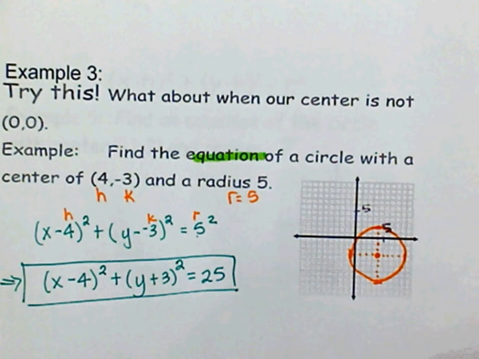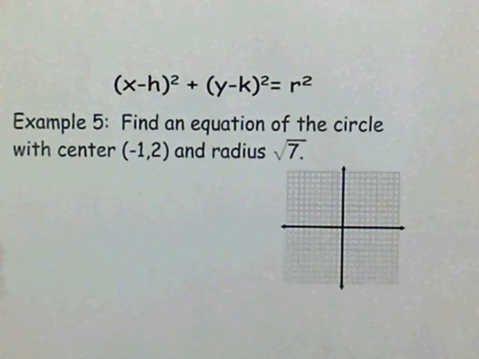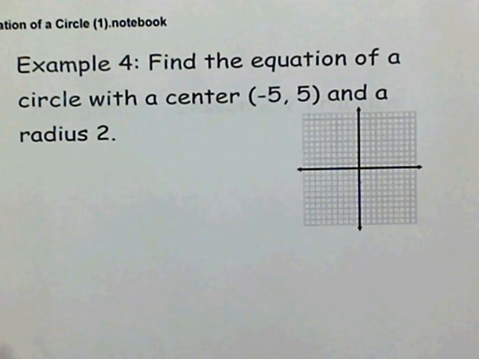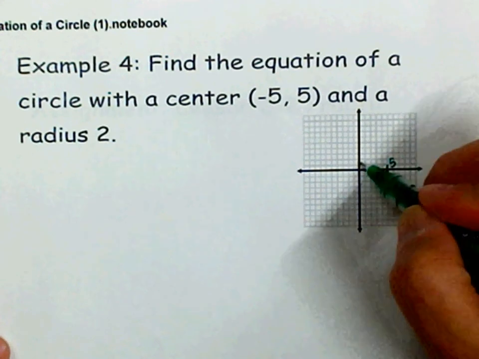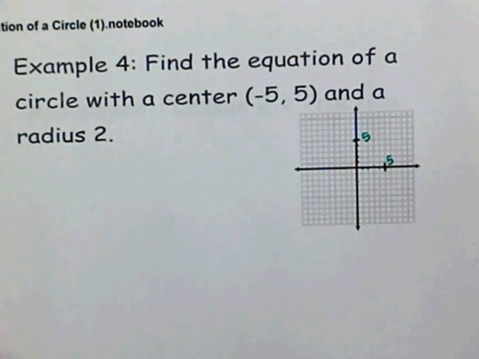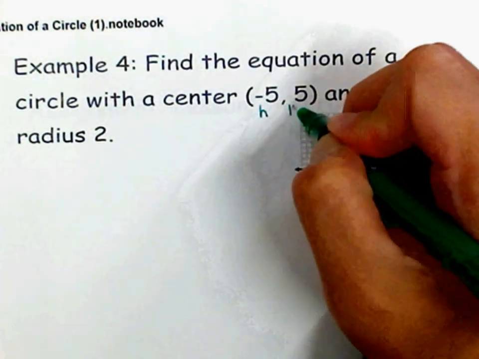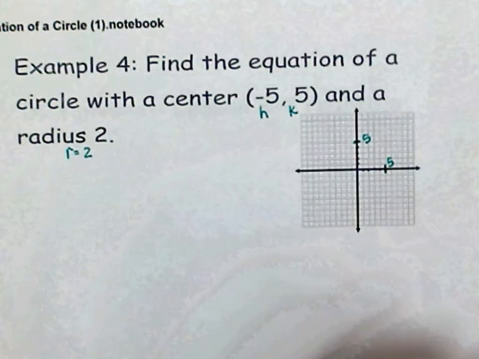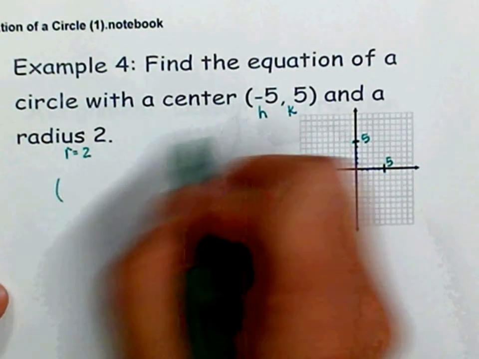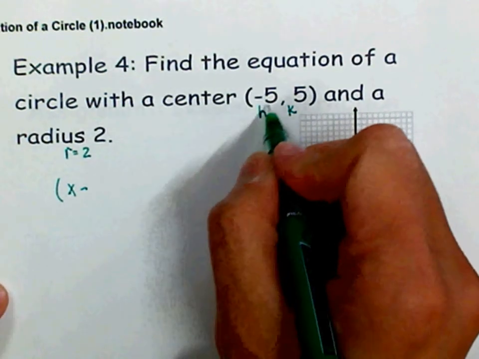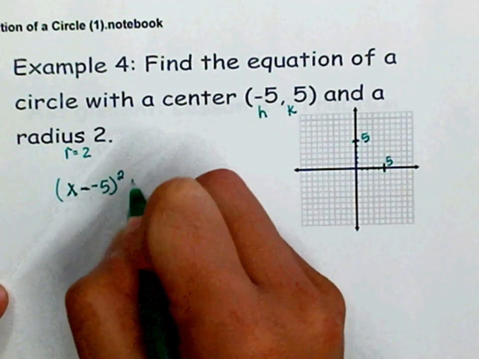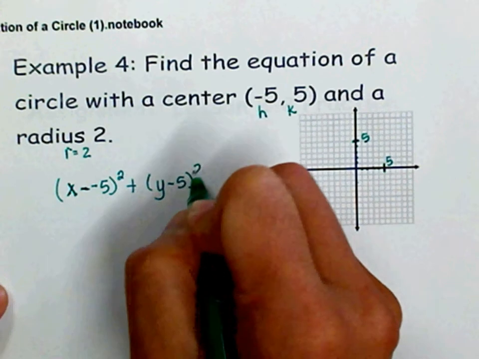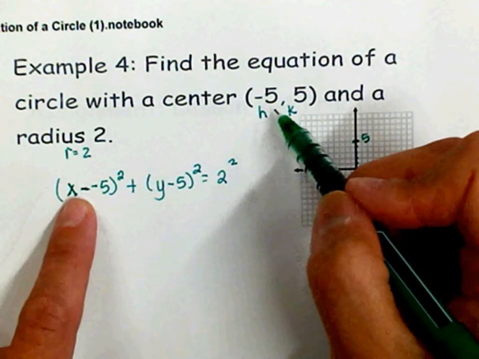Example 4. Before I start, I am going to label my graph. All right. So let's find the equation with the following center. Here's your h, here's your k, and your radius is 2. So let's go ahead and write it first. X minus, there's your x value. Remember it's xy. X goes with h. Minus negative 5 squared plus y minus 5 squared equals 2 squared. See that? There's your x. There's your y.